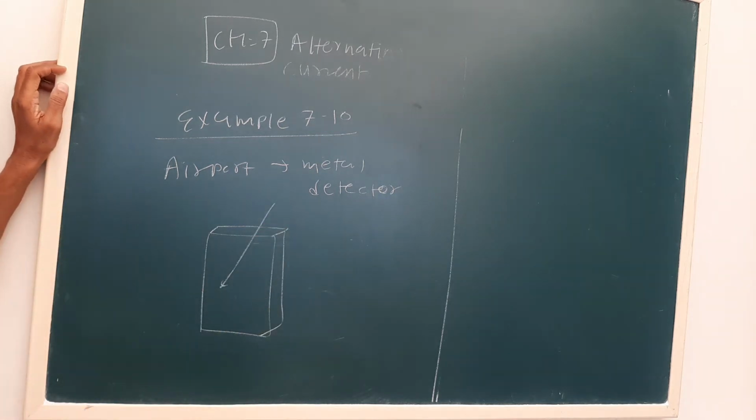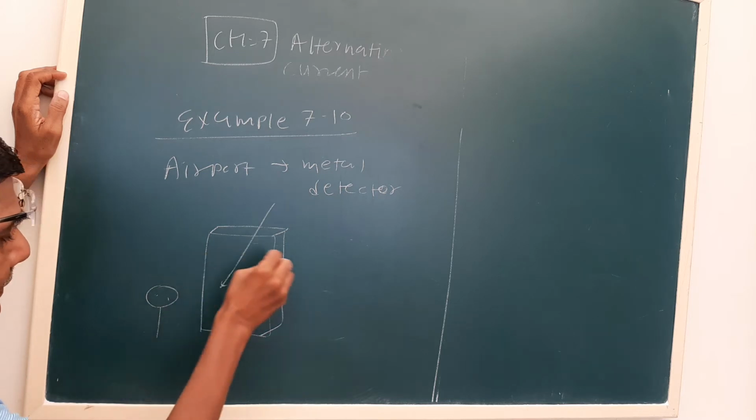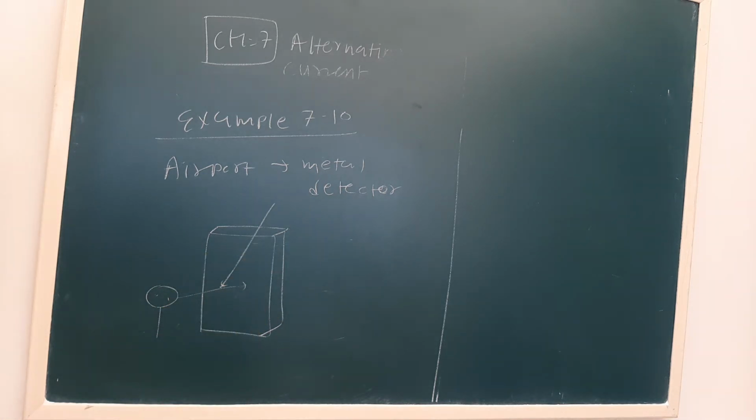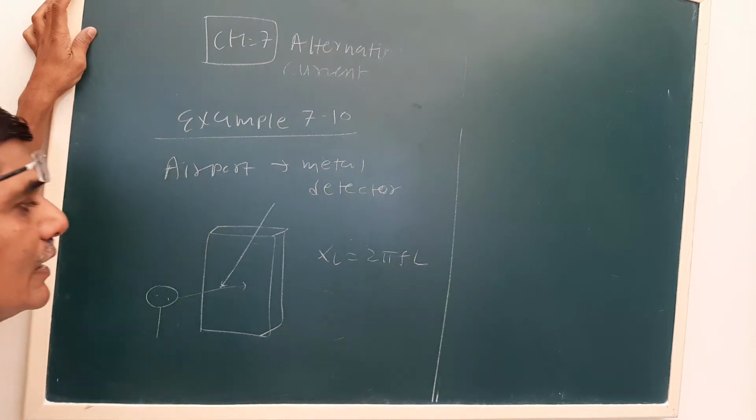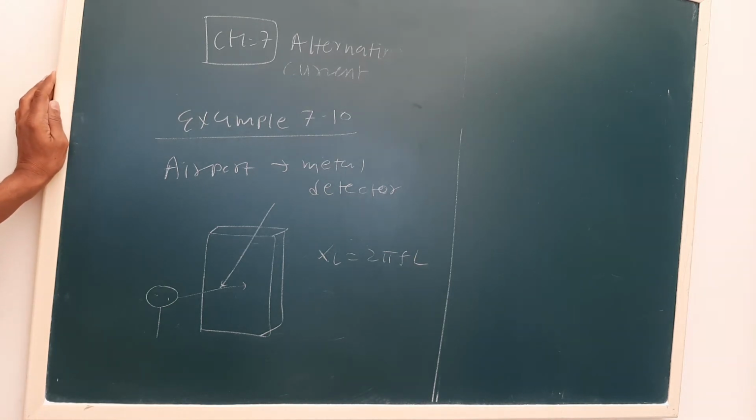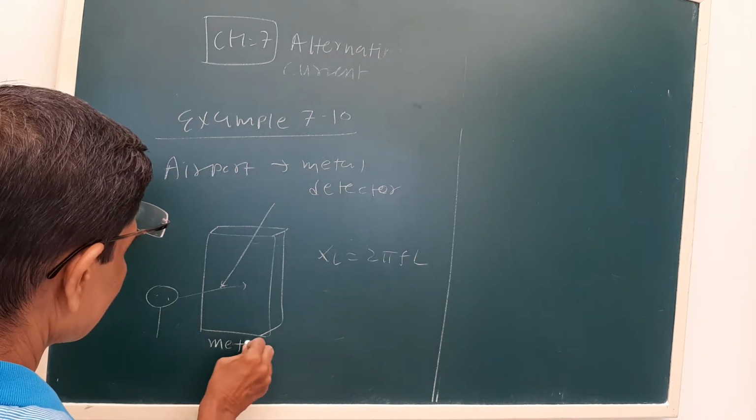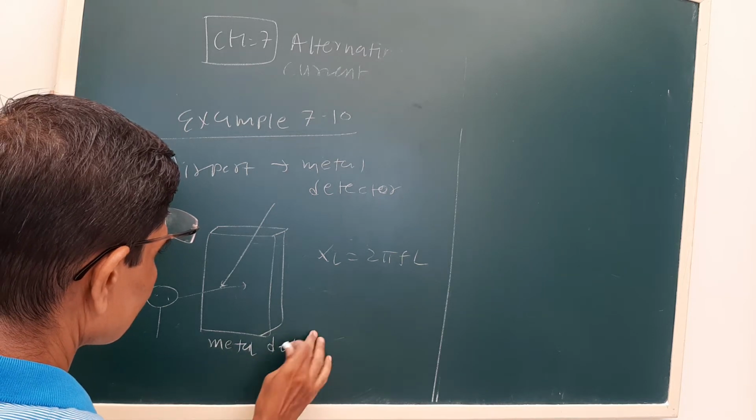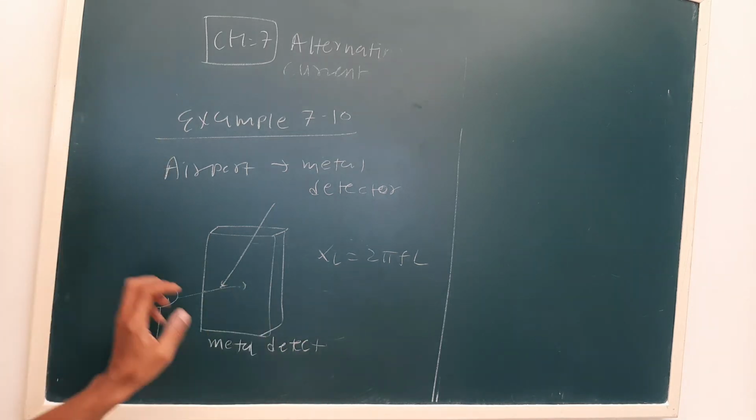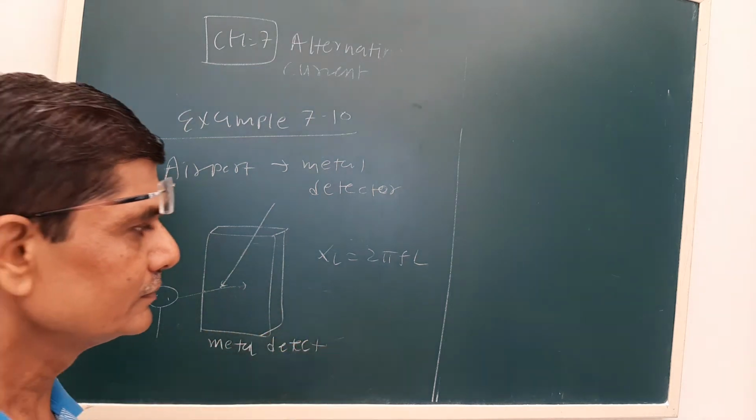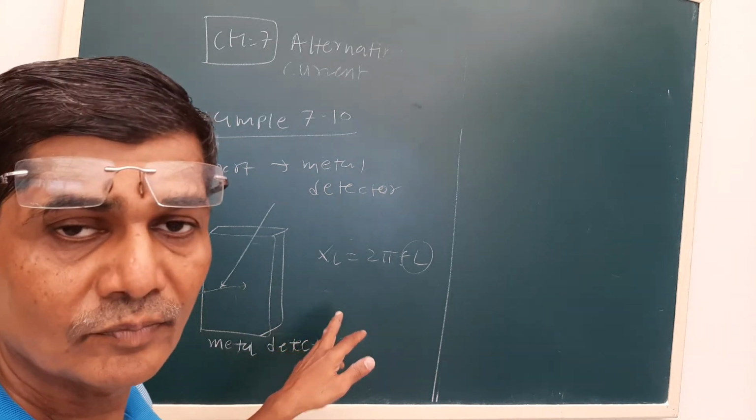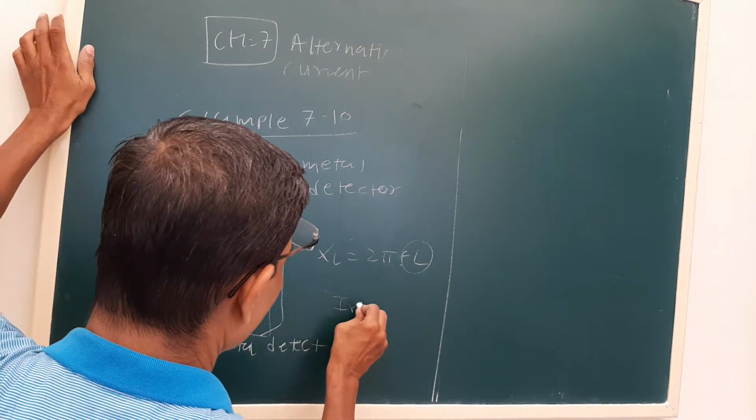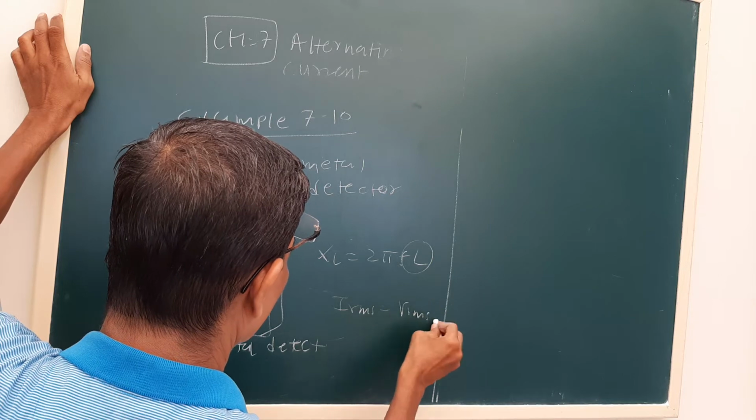Let us say a person steps into a metal detector, and, see, there is an inductive circuit. Now see, inductive reactance is XL = 2πfL. When a person passes through a metal detector and he is having some metallic material, this coil's inductance will change significantly, so XL changes. So we can say Irms = Vrms upon XL.